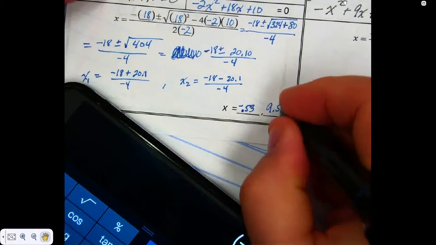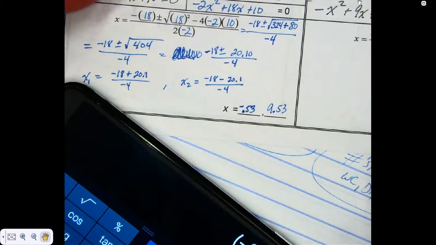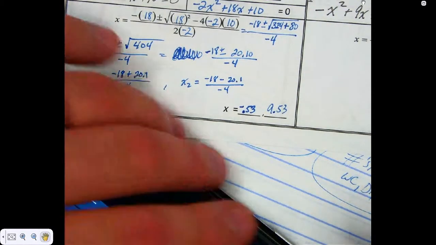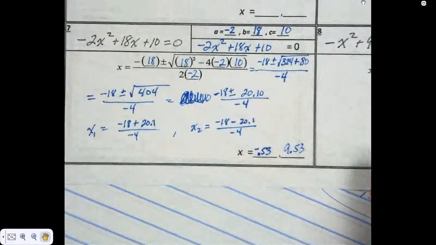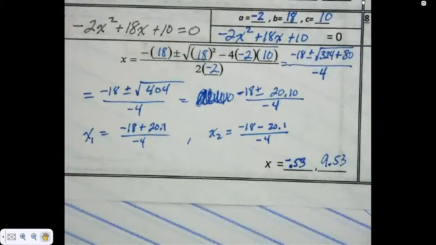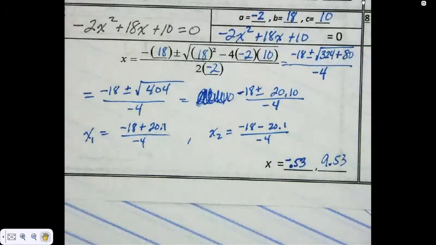Positive 9.53. I know you get ugly answers, but as much as you guys love using calculators, is this easier? Because you don't have to leave it as a fraction. Don't discriminate against ugly people, it's not our fault.